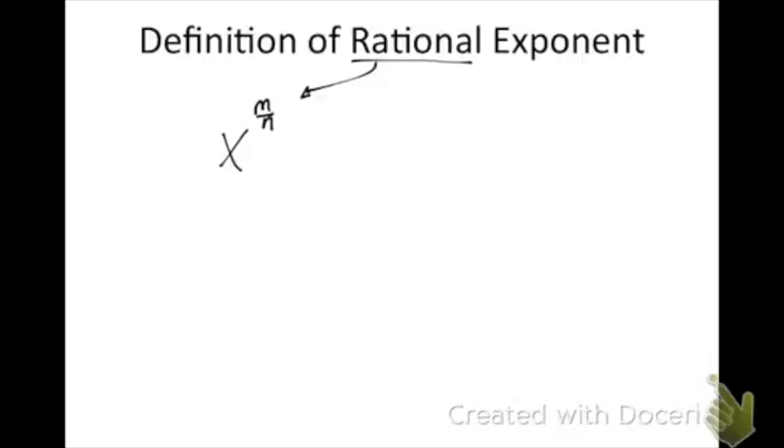So x to the m over n is equal to the nth root of x all to the m. So one thing you're going to need to memorize in this concept is that your denominator, which we will call n, is the root of your radical, and m, the numerator, is the exponent on your radical.